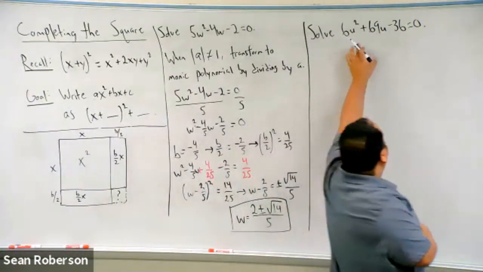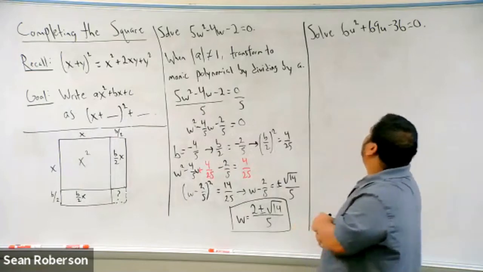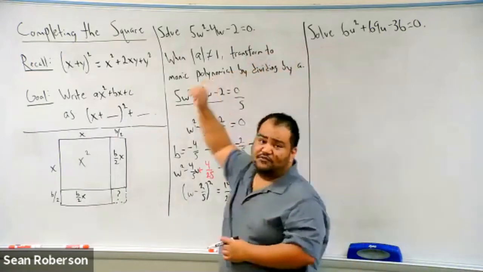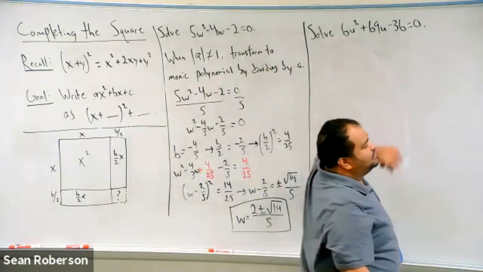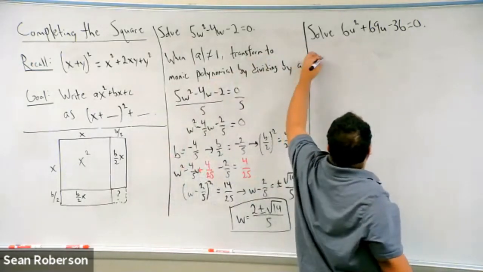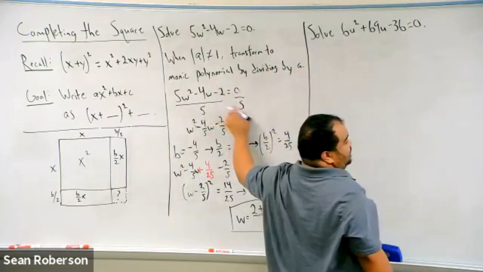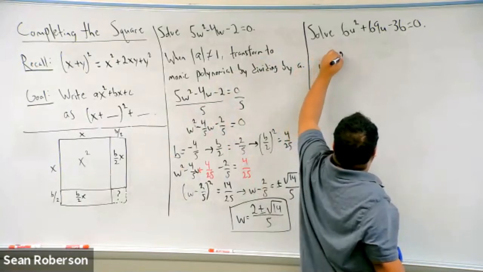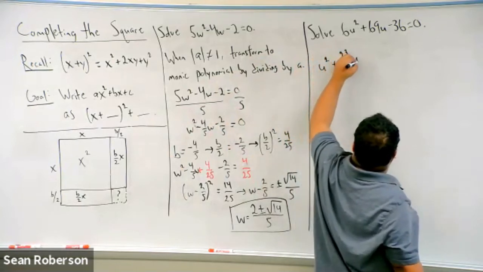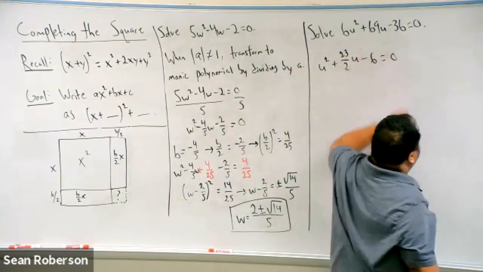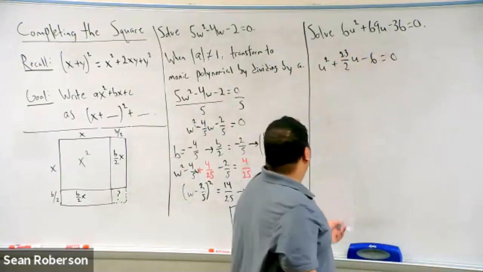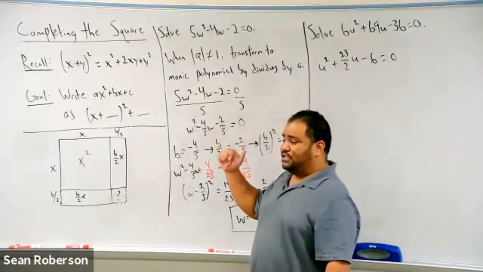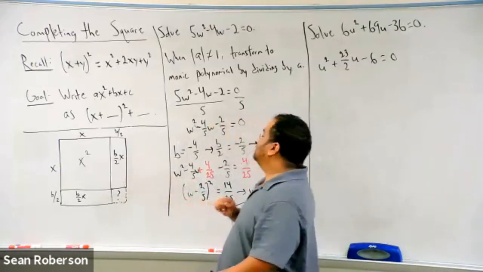For this last example, we have 6u squared plus 69u minus 36 equals 0. Again, this is not monic, so we're going to have to transform it. We'll do that by dividing both sides by 6. When you do that, I'm going to skip writing it explicitly like I did here. When you do the transformation, it should be u squared plus 23 over 2u minus 6 equals 0. Now we go ahead and do the process of completing the square, just like our previous two examples, using this picture as reference.